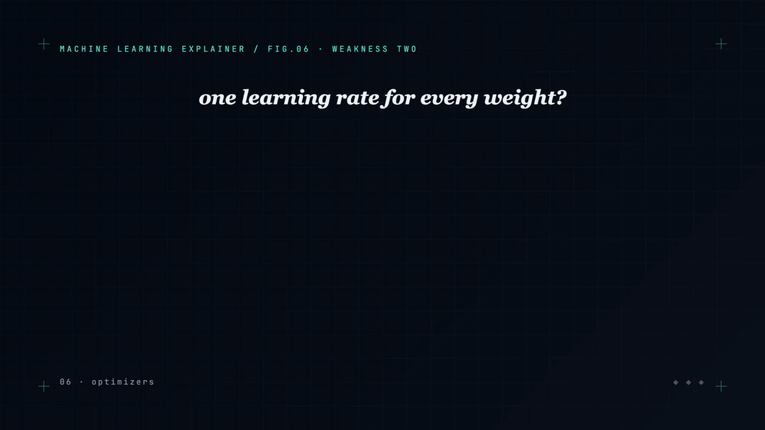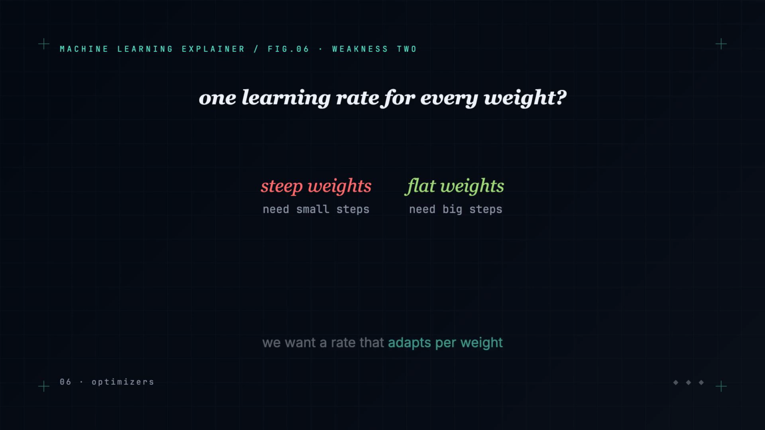Weakness 2: a single learning rate for every weight. But weights aren't equal. Some sit on steep parts of the loss and need small, careful steps. Others sit on nearly flat parts and need big ones just to move at all. Forcing them all to use the same step size is a compromise that's wrong for almost everyone. We want a learning rate that adapts per weight.